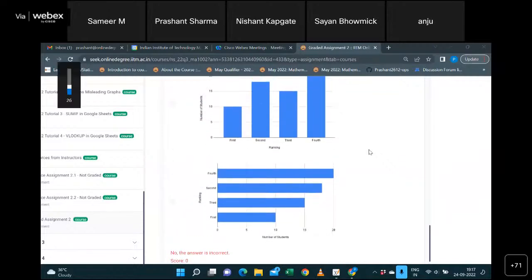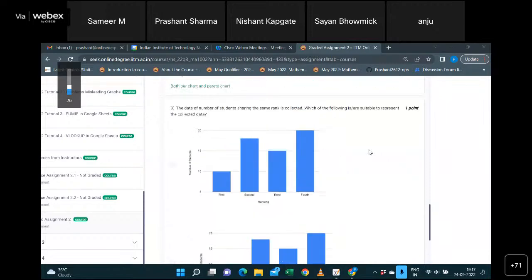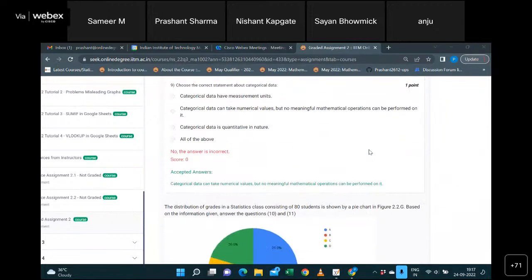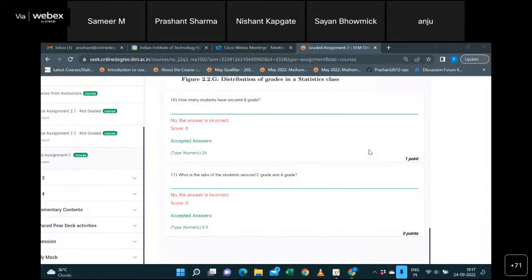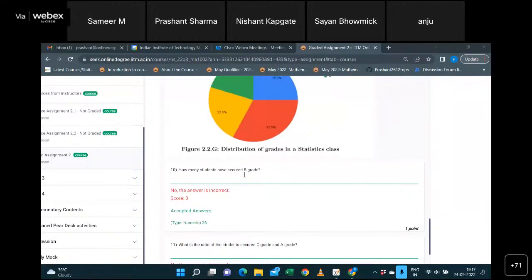Total 11 questions, but for two there are 0 marks. See, what was the issue? There was some ambiguity in this question: the ratio of students who secured C grade and A grade. Some of you got confused. It should be the ratio of C and A together to the total. That's why we made it 0 points; we are not considering the marks of this question.